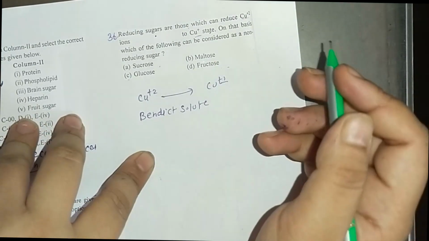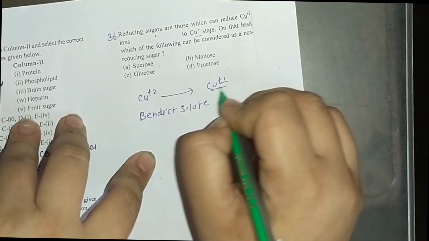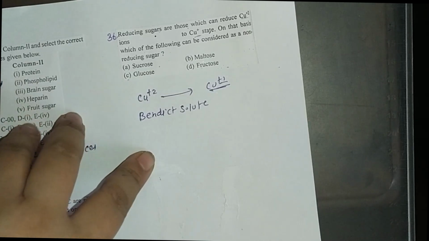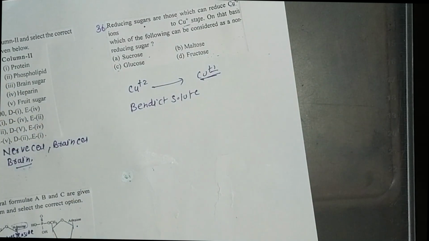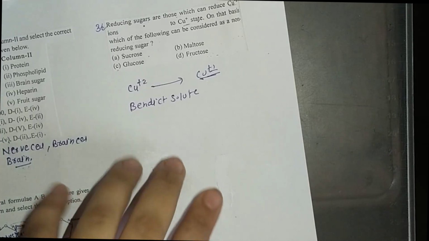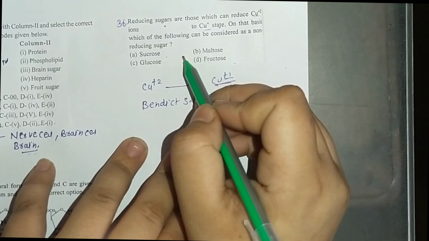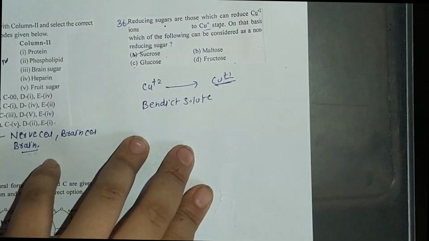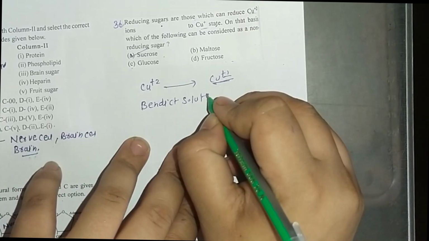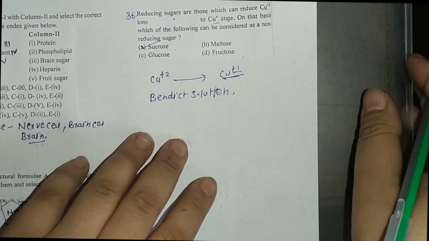These sugars convert cupric ions into cuprous ions. So this is the confirmation reaction. The sugar gives a red, brick red or orange color to the Benedict solution. So all of these are reducing sugars apart from sucrose. This sucrose is a non-reducing sugar. So the correct answer is A.